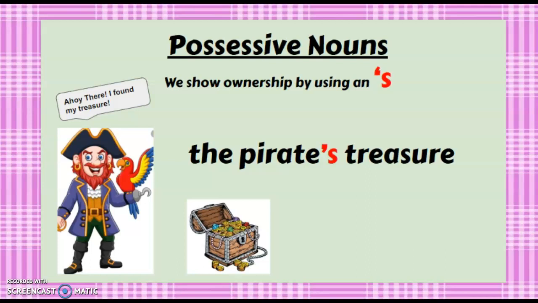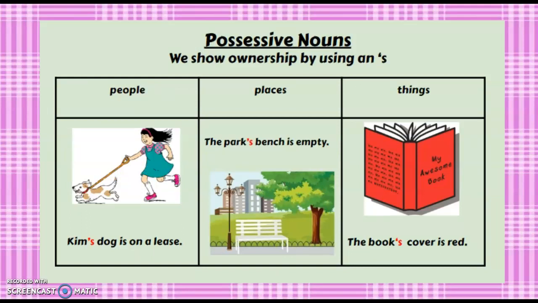Here we have a pirate who has found some treasure. He says, "Ahoy there, I found my treasure." So the treasure belongs to the pirate. So we'll need to put an apostrophe S so that we show the treasure belongs to the pirate, and we would say the pirate's treasure. Let's look at a few more nouns. Let's look at a person, a place, and a thing.